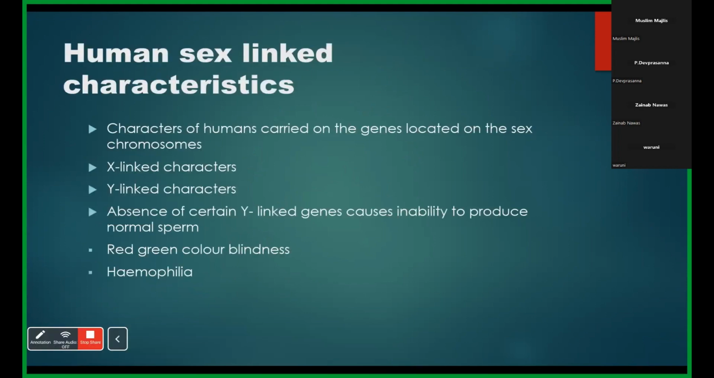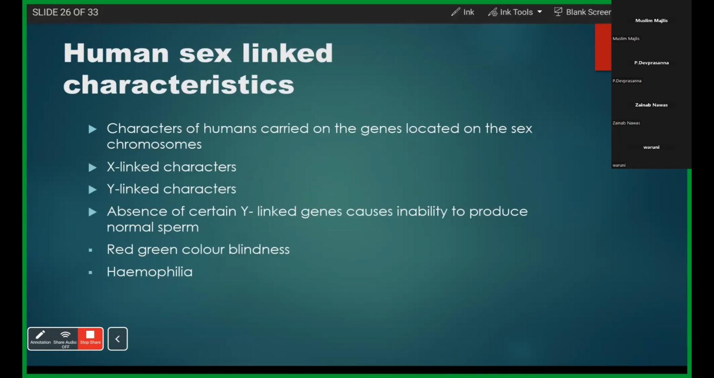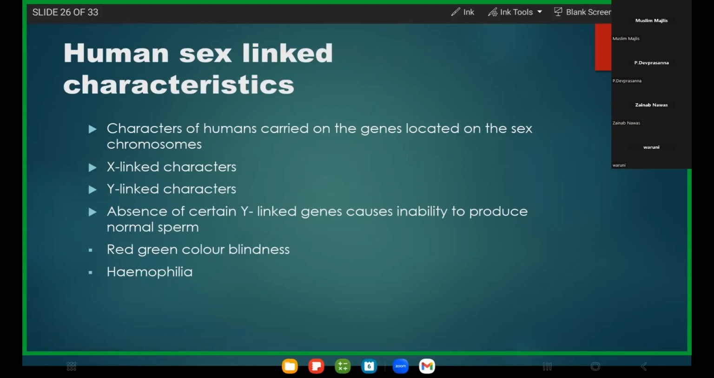So because the Y chromosome is slightly different to the X chromosome, they are not completely homologous to each other. X and Y are not completely homologous, whereas if we consider two X chromosomes, they are completely homologous. So why is this significant? Because the Y chromosome lacks certain genes found on the X chromosome.